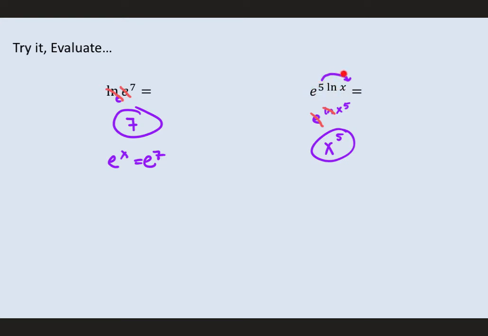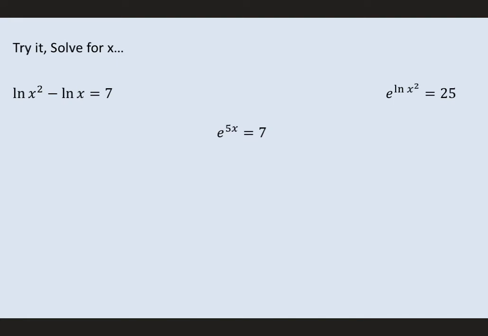We just had to move this 5 up first, so that way it was e to the ln, not e to the 5 times ln. We had to get that 5 out of the way. All right, and then last but not least, all of our equation problems that we learned in that last section still apply. So everything is still kind of the same.